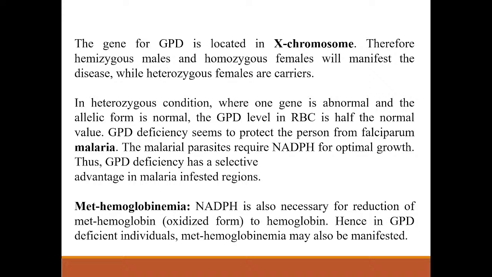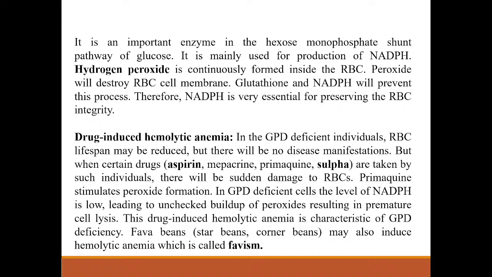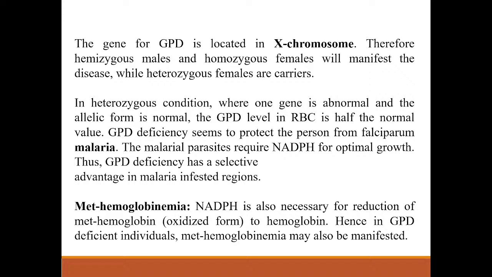The G6PD gene is located on the X chromosome, therefore males and homozygous females will manifest the disease, while heterozygous females are carriers. X chromosome means you understand the genetic aspect, so you should know who will be the carriers and who will have the disease. Can fava beans cause hemolytic anemia in normal persons, or only in persons with G6PD deficiency? Fava beans induce hemolytic anemia called favism in those with the deficiency, because normally you take different types of beans without any such problem.